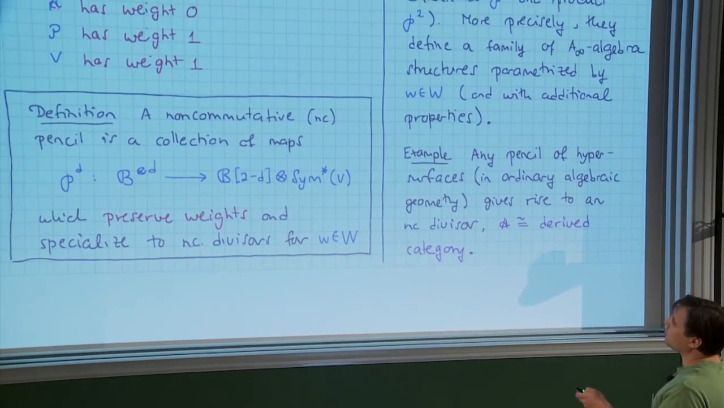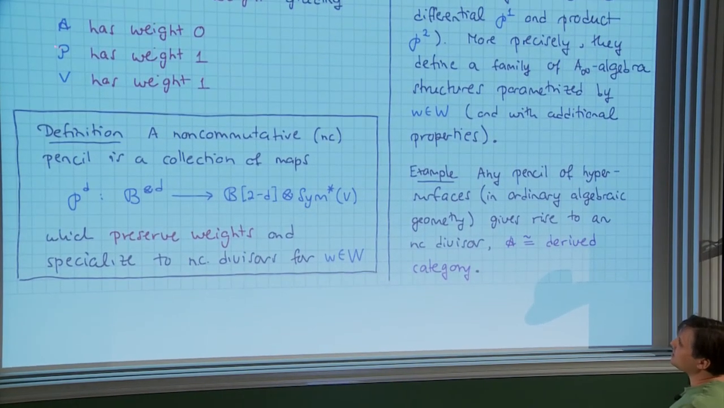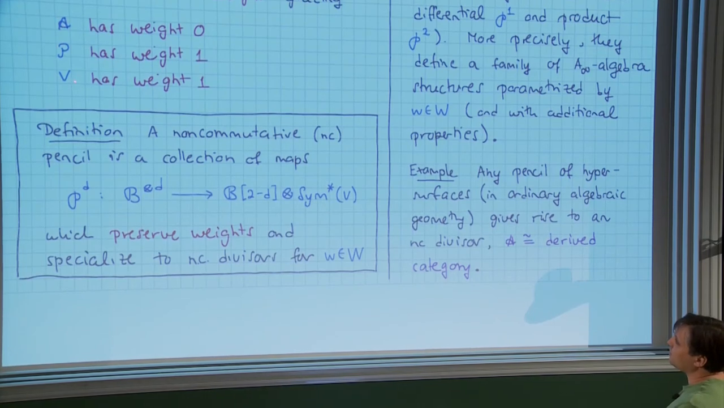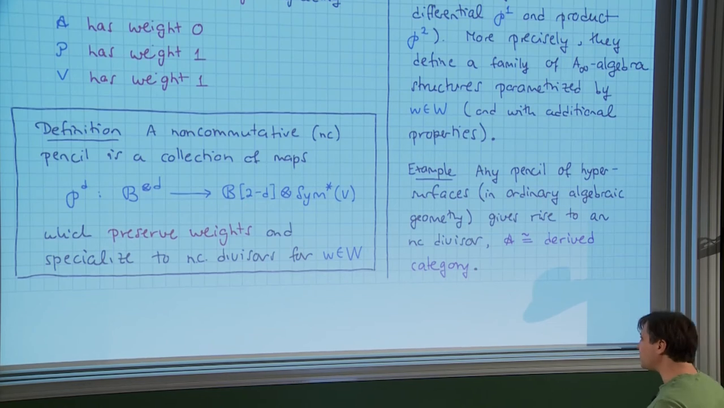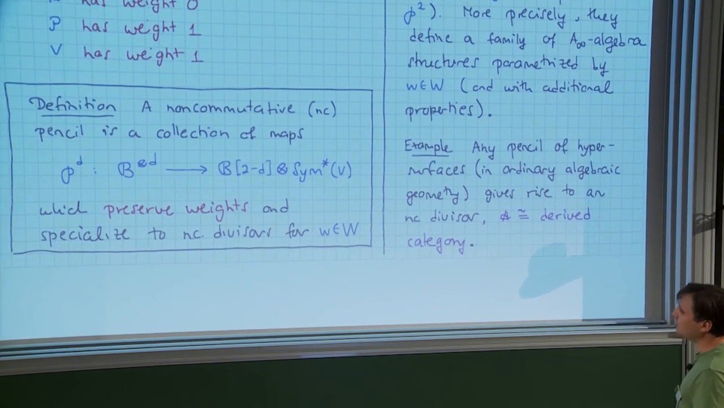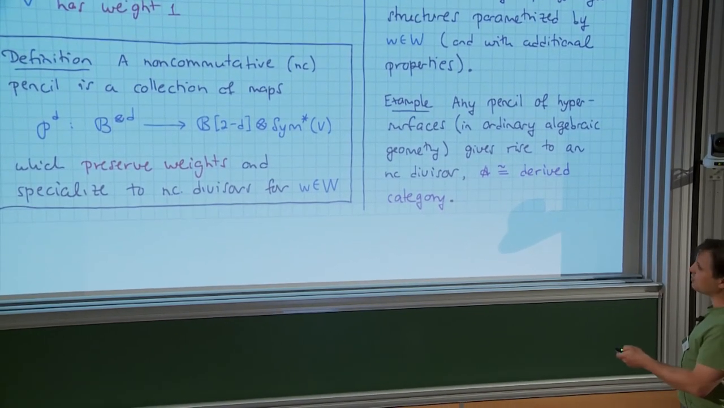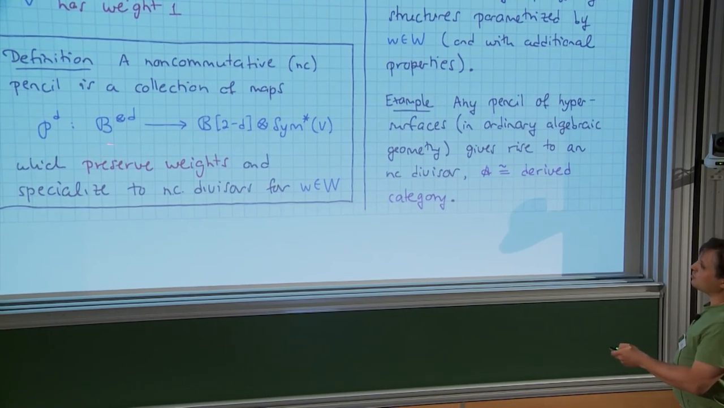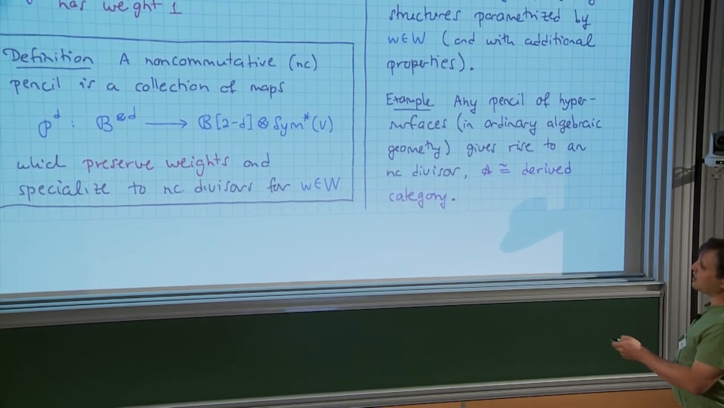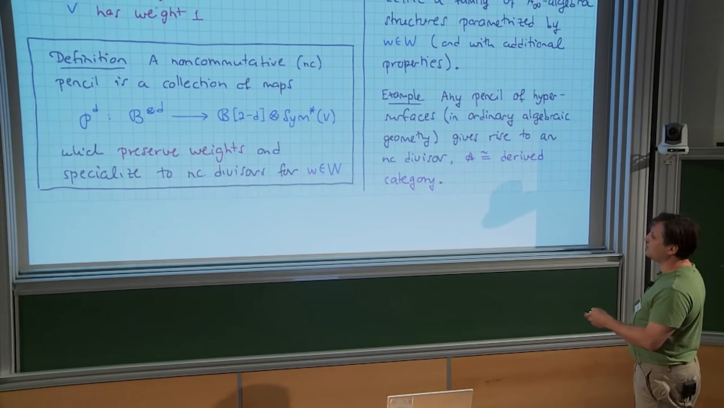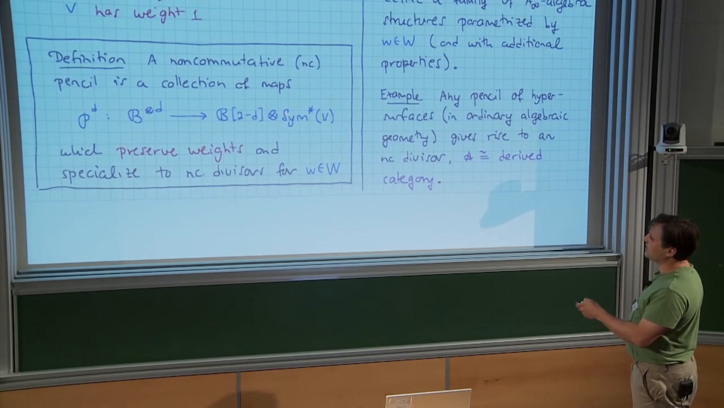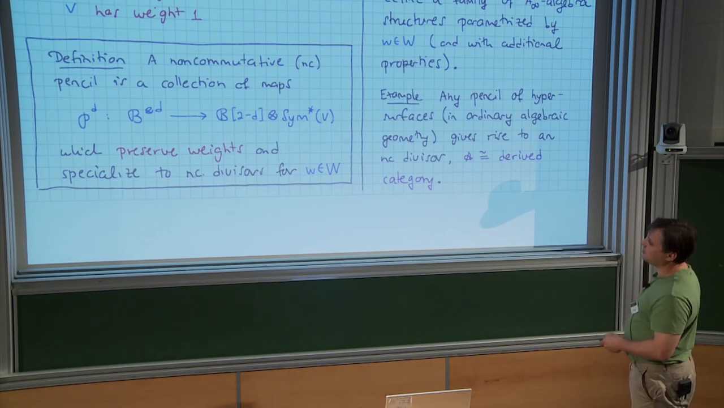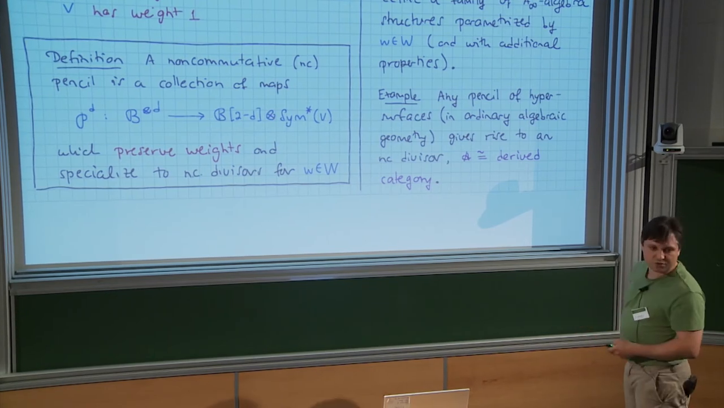You introduce some kind of weight grading, where this thing here has weight 1 and that has weight 0. And then V has to have weight 1. And then you ask for this thing here to preserve weights. And before that, there were some conditions, that certain restrictions recover A or recover P. And let me just say that if you take any W and you pair with W, so you make this thing here into scalars by evaluating at W, then you recover a non-commutative divisor.